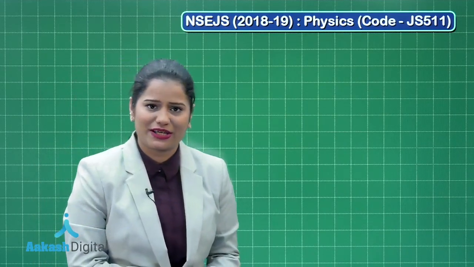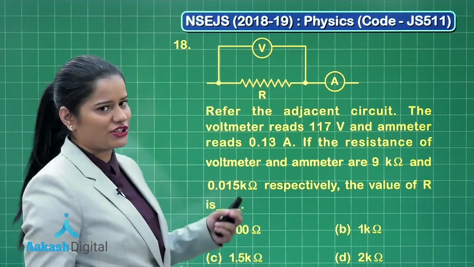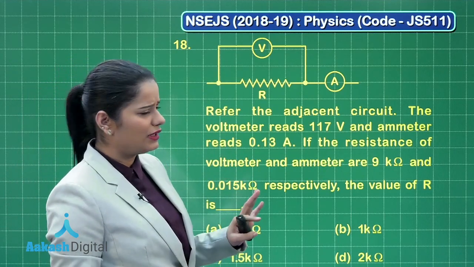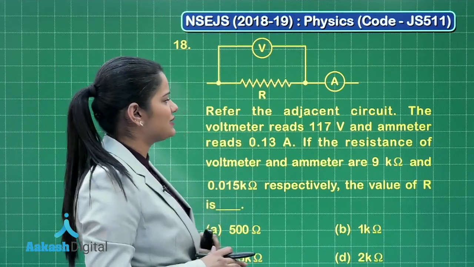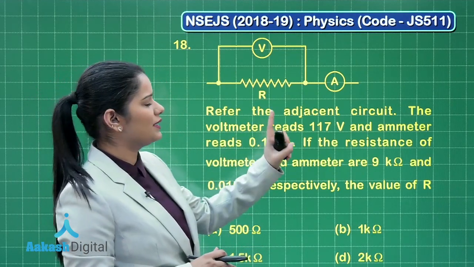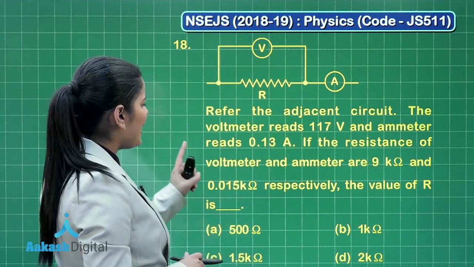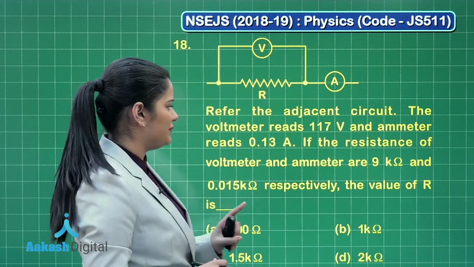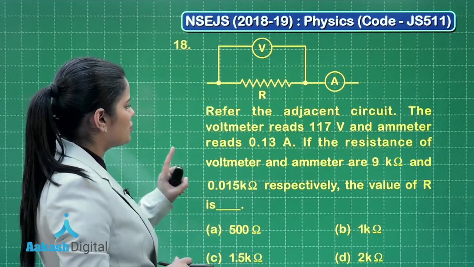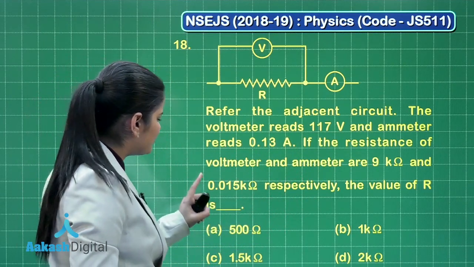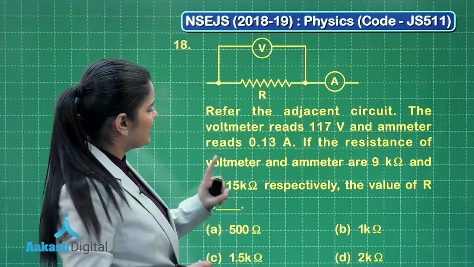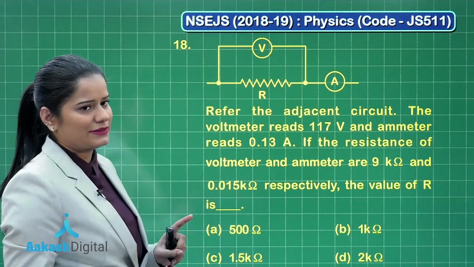Hey, so it's time to take up the solution for the next question, that is question number 18. Here we are given this figure. Let's read for more clarification. This says: refer to the adjacent circuit, the voltmeter reads 117 volt and the ammeter reads 0.13 ampere. If the resistances of the voltmeter and ammeter are 9 kilo ohm and 0.015 kilo ohm respectively, the value of R is.